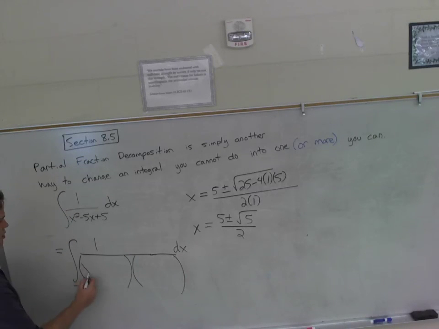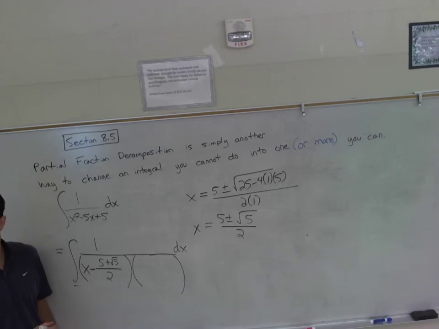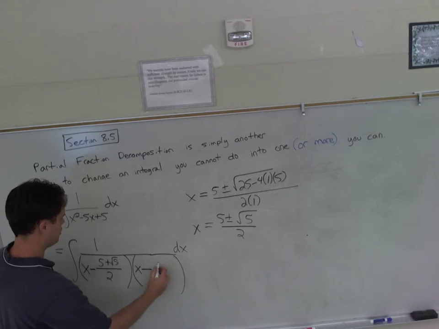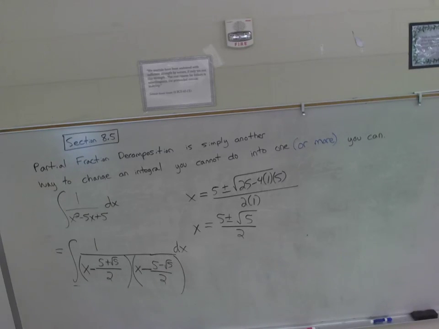How would this go? X minus 5 plus root 5 over 2. And if we go minus, then that takes care of that, right? Because this is the actual 0. If you go x minus the 0, that gives you the factor, right? Does that make sense? And then you'd have x minus 5 minus root 5 over 2. Could we then use those and go a over that and b over that?